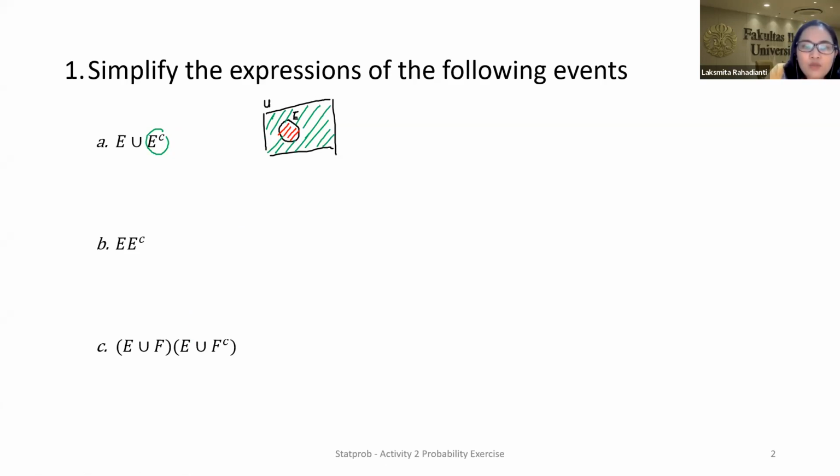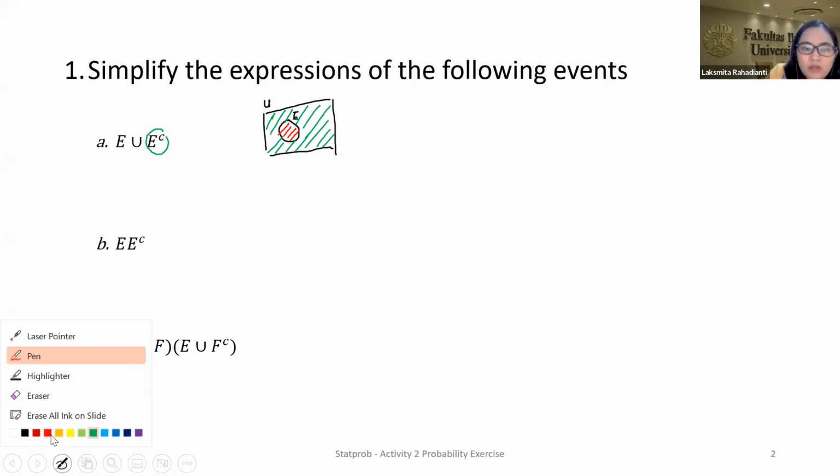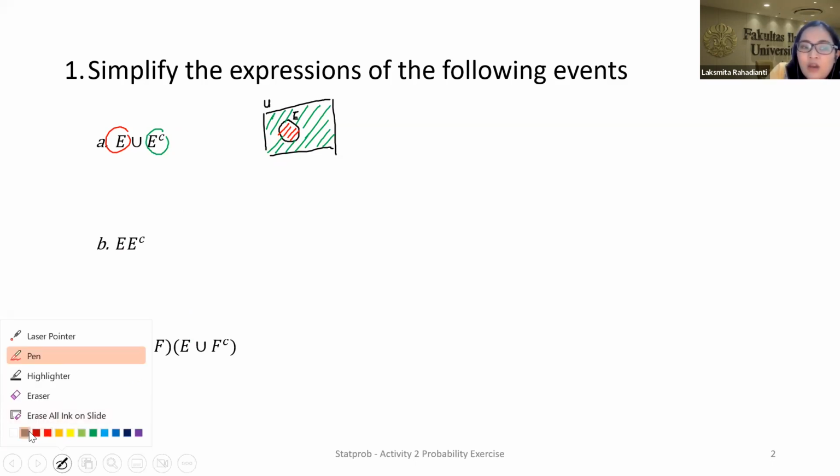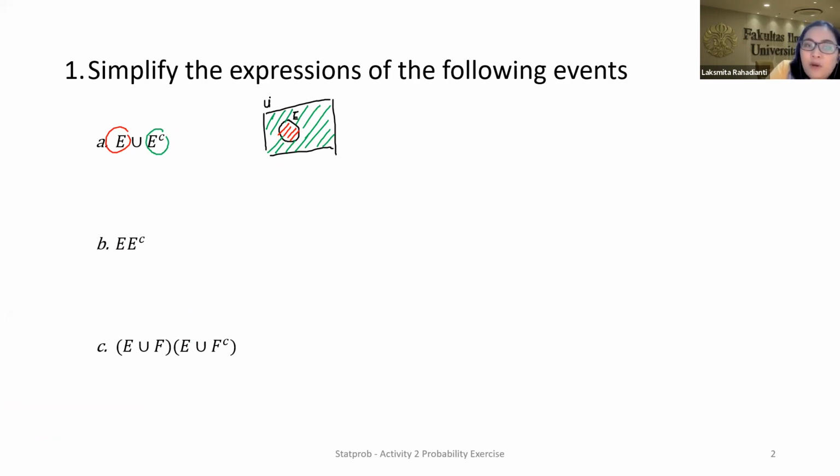So if I were to join the 2 together, the notation I'm using is union. So I want to join together E and everything that is not E, I get my universe, or in the context of probability, this would be my sample space. So hopefully you all got this. This equals the sample space.